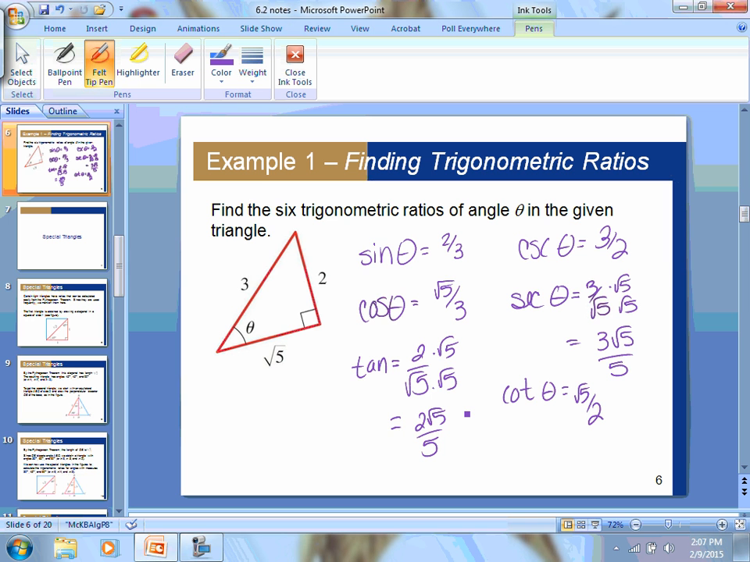So this type of work we did in the previous chapter as well. This is just a refresher or a reminder to keep in mind that these 6 trig ratios still apply for all the information that we're going to be working with in this chapter as well.